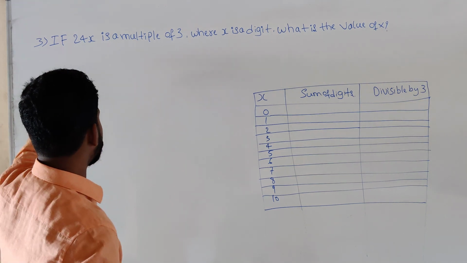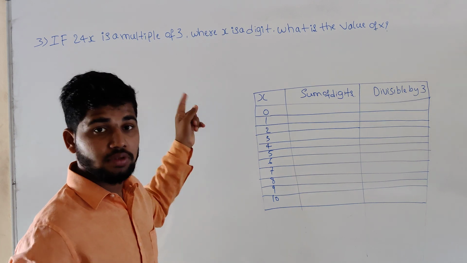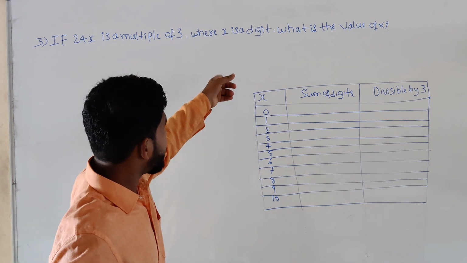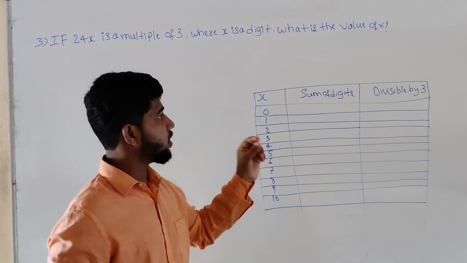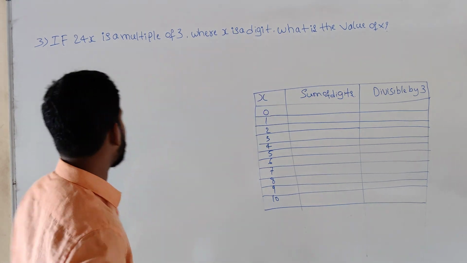What is the question here? If 24x is a multiple of 3, where x is a digit, what is the value of x?